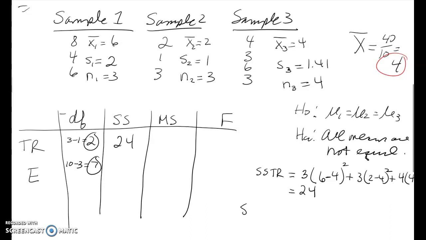The next one, I need SSE, the error sum of squares. Take a look at your formula sheet. Again, the defining formula. It's going to be each sample, you do n minus 1. So since my first sample size is a 3, it's going to be 2 times the standard deviation squared. For the second sample, which was also a size of 3, it's going to be 2 times that standard deviation squared. And for the third one, I have a size of 4, so that's going to be 3 times that standard deviation squared. And again, if you work that out correctly, you should get 16.